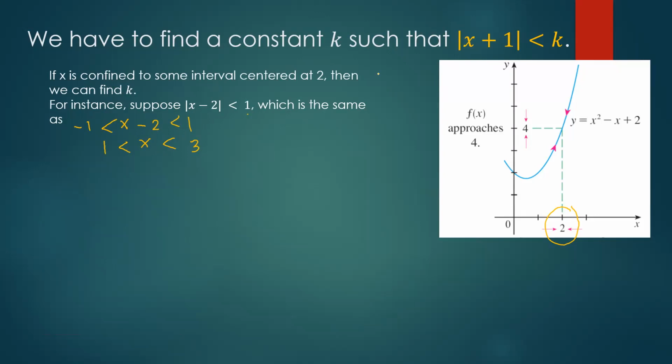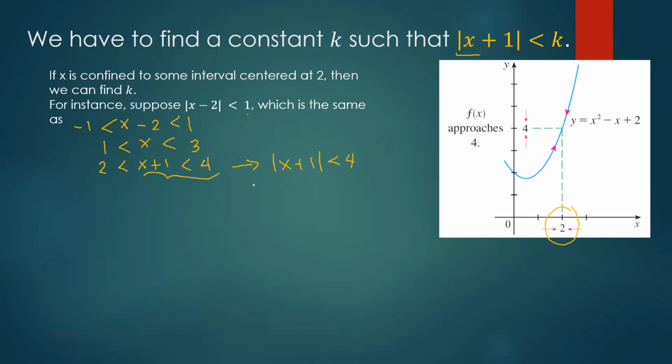Eh, ang gusto natin yung x plus 1. So, we need to add 1 on both sides. So, plus 1. 3 plus 1 is 4. 1 plus 1 is 2. So, absolute value of x plus 1, pwede natin sabihin, is less than 4. From this portion. Okay? Ayan.